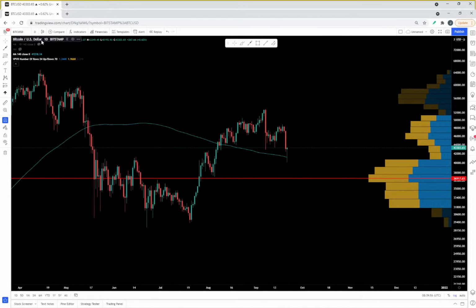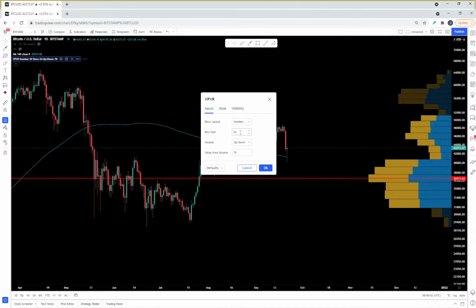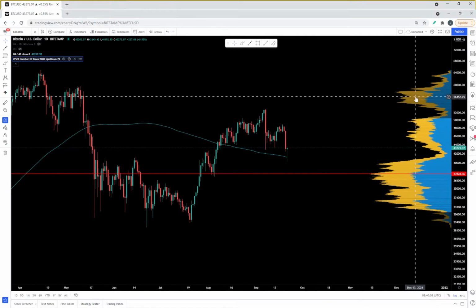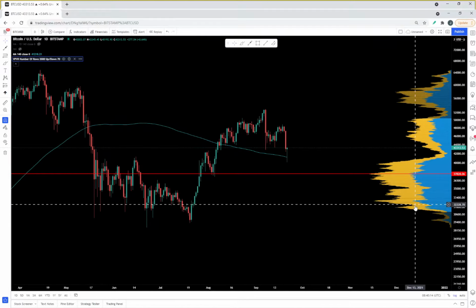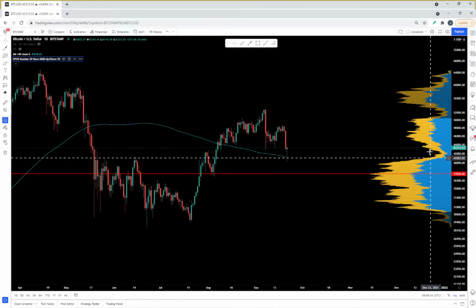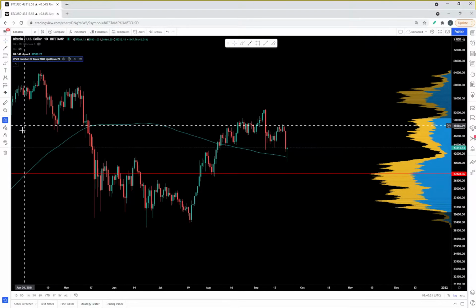So we want to make it significantly higher resolution than that. So we'll come to inputs and we're going to change our row size up to 2000. And you'll see now we get this appearance. So basically each bar on this histogram is representing a certain price range.